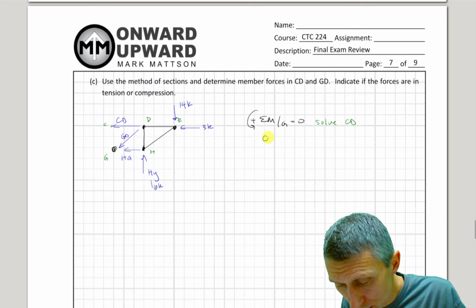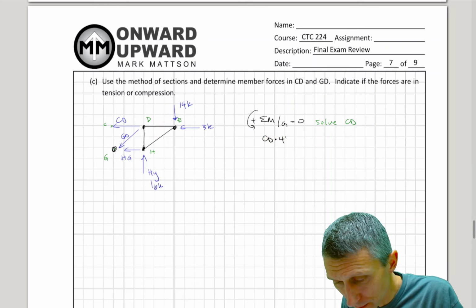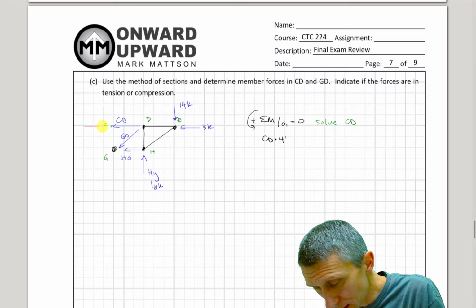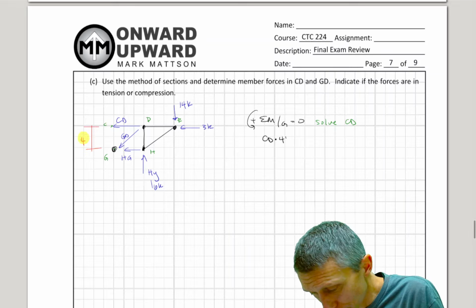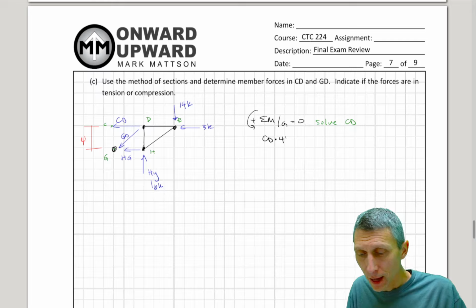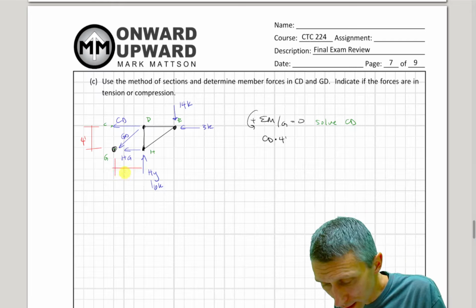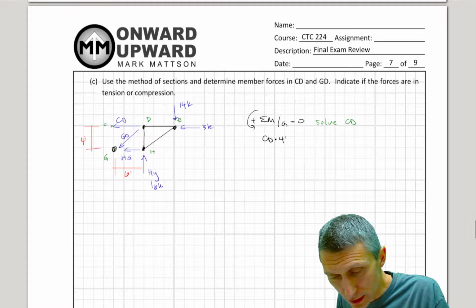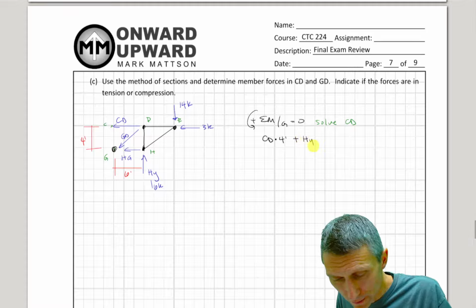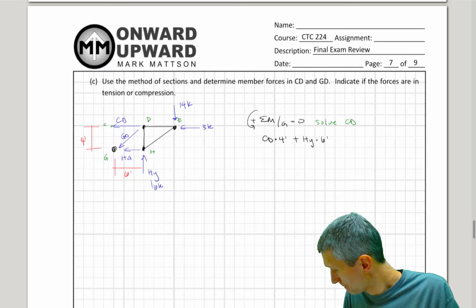What I'm going to get here, though, is CD times 4 feet, because my distance between C and G is 4 feet. Okay. I'm going to have this HY times 6 feet. So let's add that in. I'm going to say plus HY times 6 feet. Okay, what else do I have?